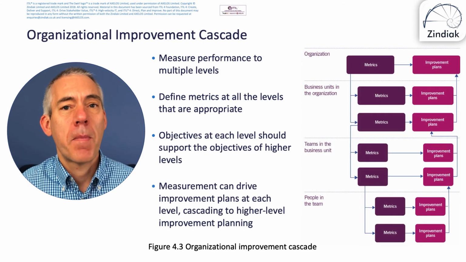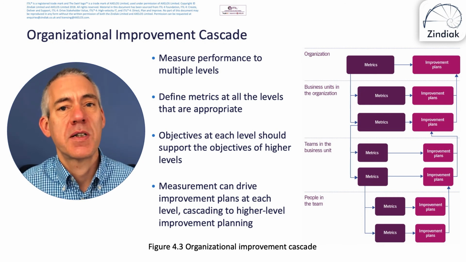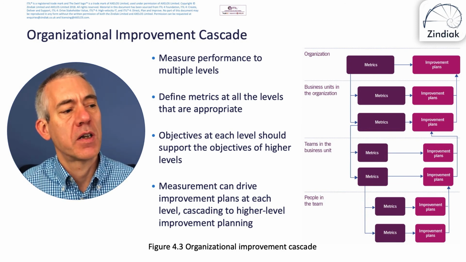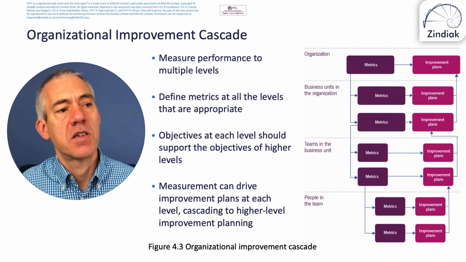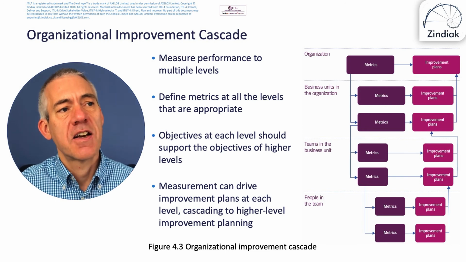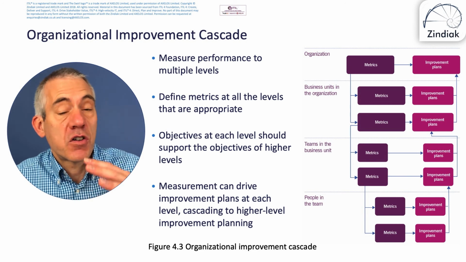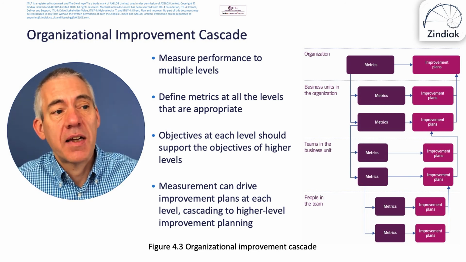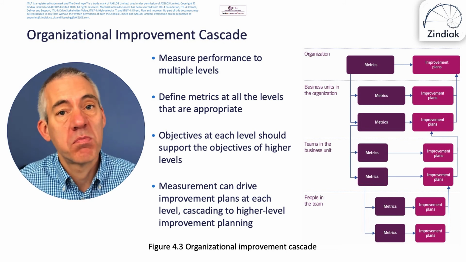The final method or tool is the organizational improvement cascade. You can see there in figure 4.3 the organizational improvement cascade, going from the organization down to business units, down to teams, down to people. It's showing four levels, but in your organization there may be fewer levels. You might have quite a flat organizational hierarchy, so you might just have organization, units, people.